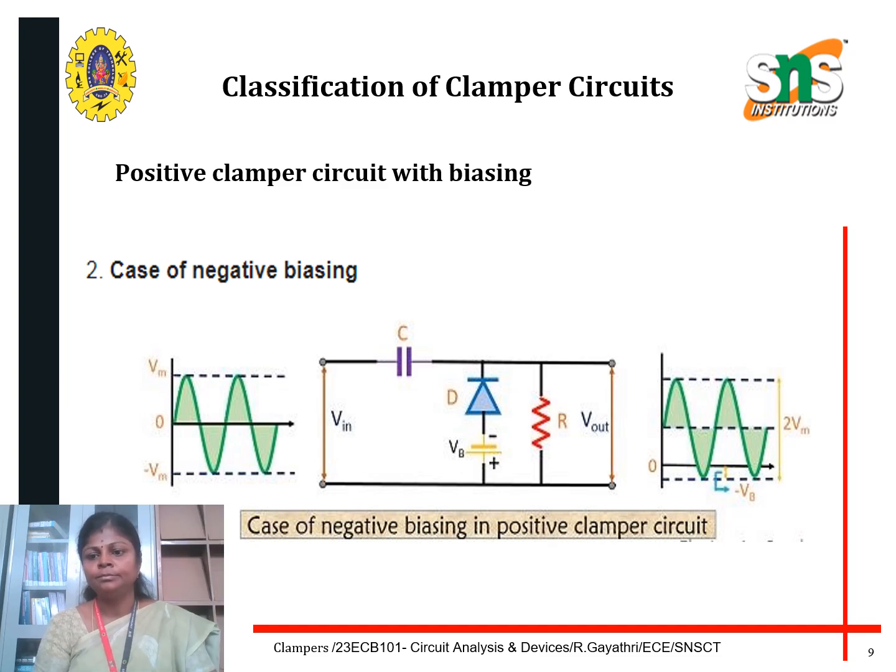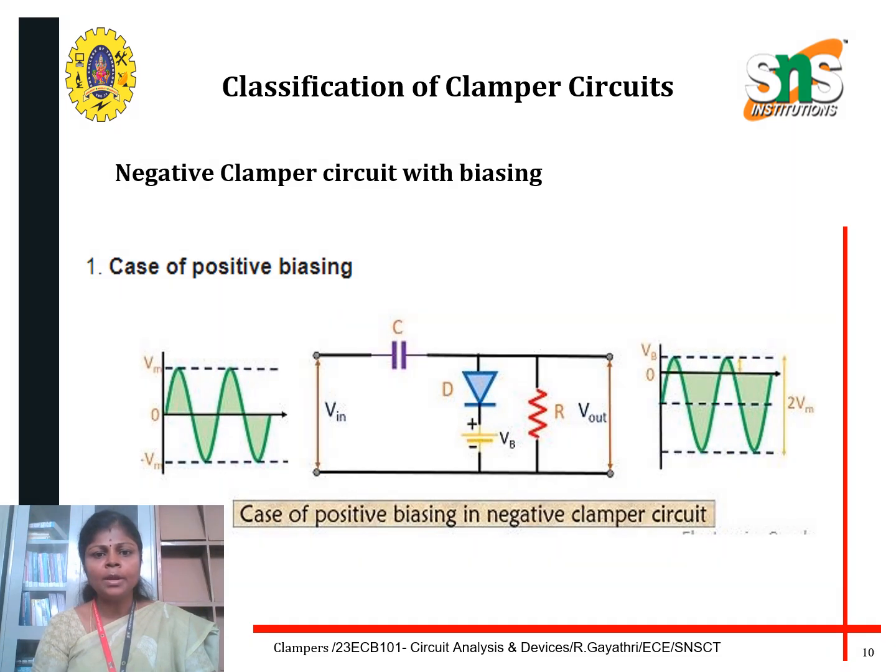Then coming to the negative clamper with biasing, in the case of positive biasing, the diode direction is reversed as in the case of the negative clamper, and the positive voltage is given along with the diode, and the resistor is connected. Here also the sinusoidal input signal Vin is given as input. At the output side, the signal will be shifted to the positive DC level of the AC signal.